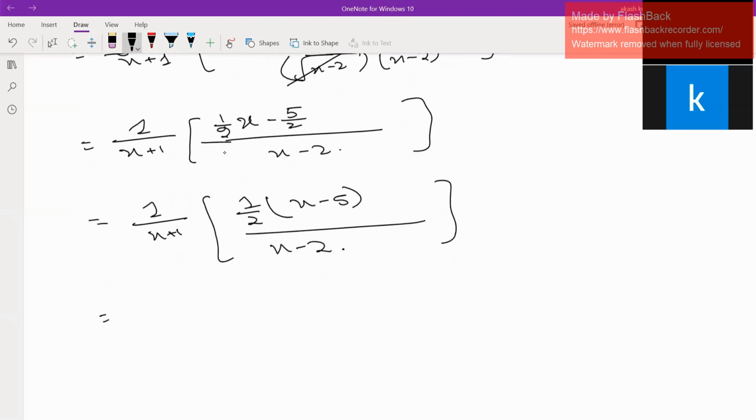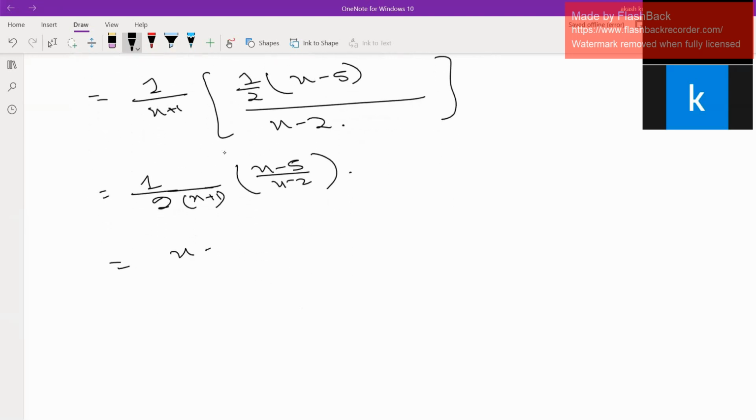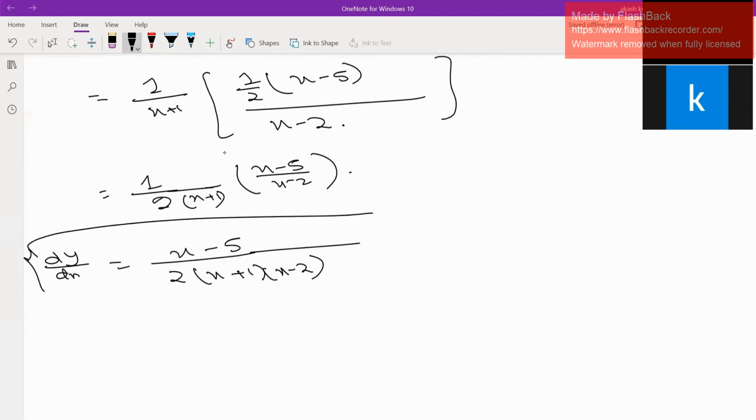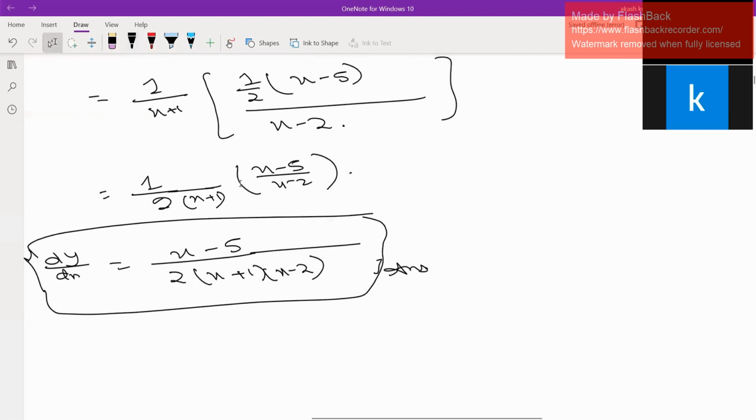Multiplying half outside, so it becomes half x plus 1 and x minus 5 divided by x minus 2. Is it clear? So the answer is (x minus 5) over 2(x plus 1)(x minus 2). That is dy by dx. Is this question clear to you?